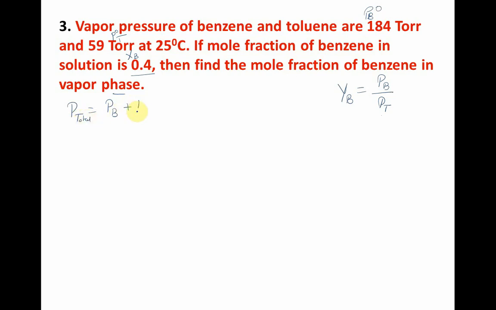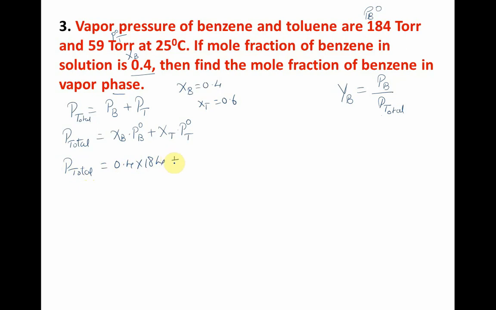So P total is equal to mole fraction of benzene into P naught benzene plus mole fraction of toluene into P naught toluene. If the mole fraction of benzene is equal to 0.4, then what will be the mole fraction of toluene? It is automatically 0.6. Therefore P total is equal to 0.4 into 184 torr plus 0.6 into 59 torr. Therefore P total becomes 109.0 torr.